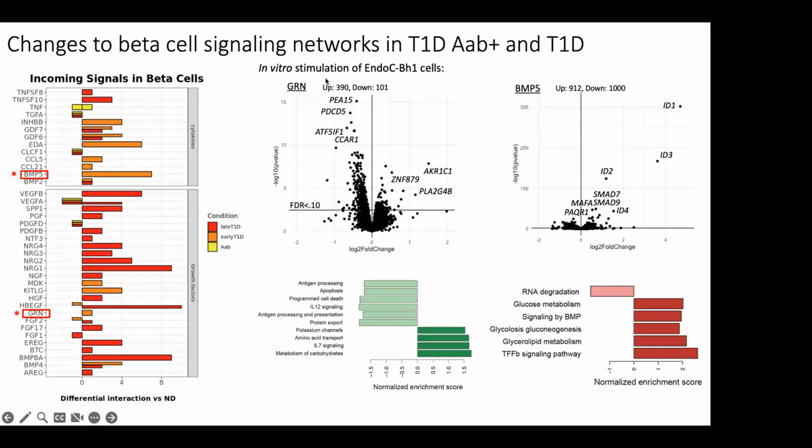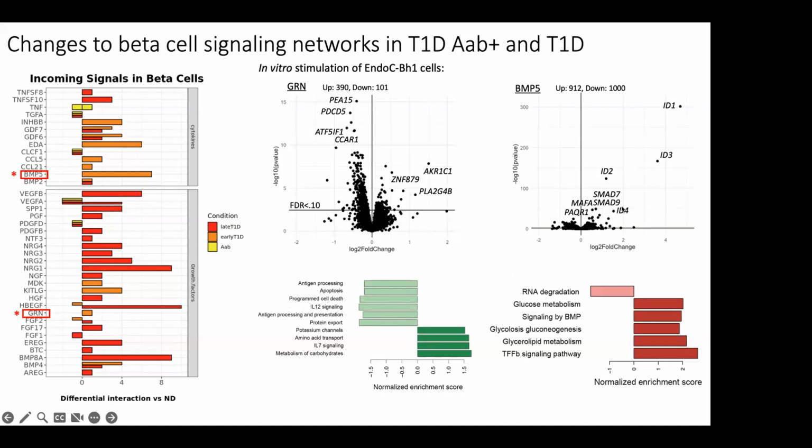So in the case of granulin, when we culture a beta cell line with granulin, we find up and down regulation of many genes, and these genes map into processes that suggest that granulin may be protecting beta cells in some capacity. So you find down regulation of antigen processing, cytokine signaling, and so forth when cultured with granulin, suggesting that granulin may be a protective molecule in this setting.